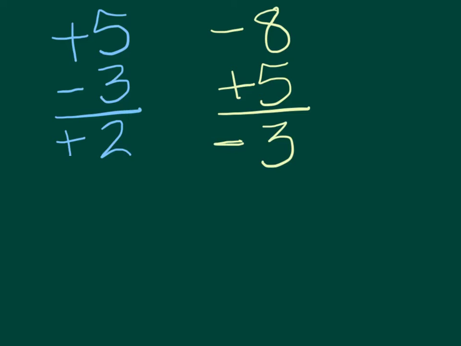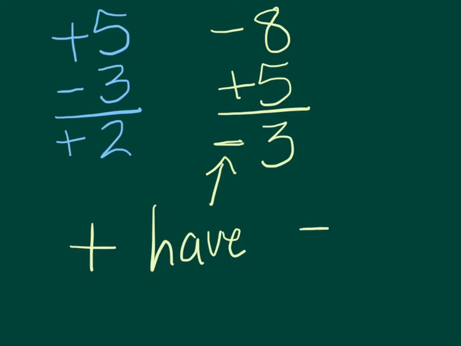But again, using common sense. If you owe someone $8 and all you're able to pay them is 5, of course you're going to owe them $3. So remember, positive means you have. Negative means you owe.